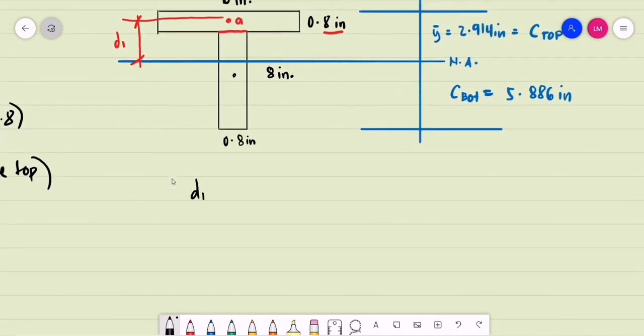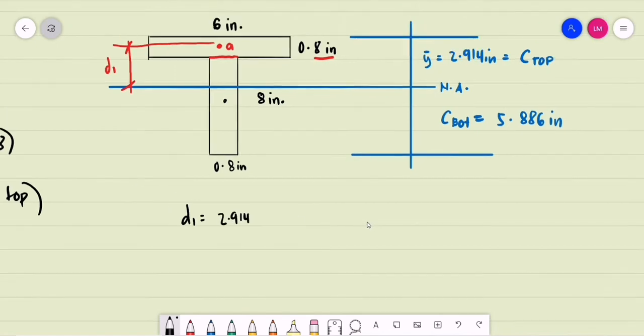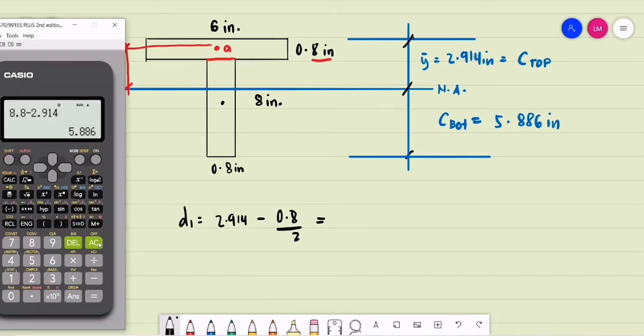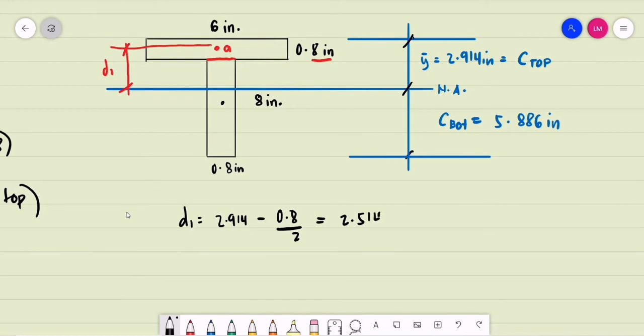We have d sub 1 is equal to our bar y, 2.914 inches, minus half of the thickness of the flange, that is 0.8, divided by 2. So it's the value of d sub 1. We have 2.914 minus 0.8 divided by 2. So we have that value as 2.514 inches.